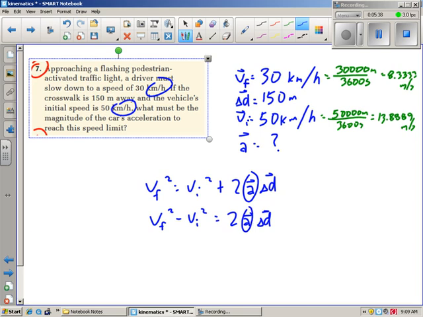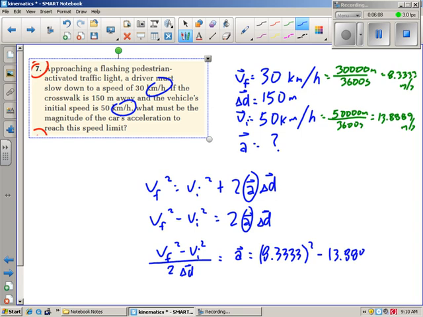And now let's get rid of the 2 and the d. Can we get rid of those at the same time? Yeah. Do we have to get rid of them at the same time? No, we don't have to, but we might as well. a equals Vf squared minus Vi squared over 2 times delta d. So we've got now 8.3 repeating squared minus 13.8889 squared over 2 times the displacement, which was 150 meters.